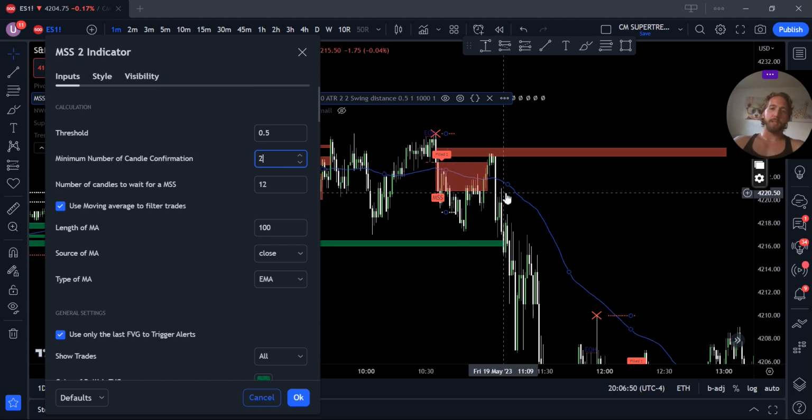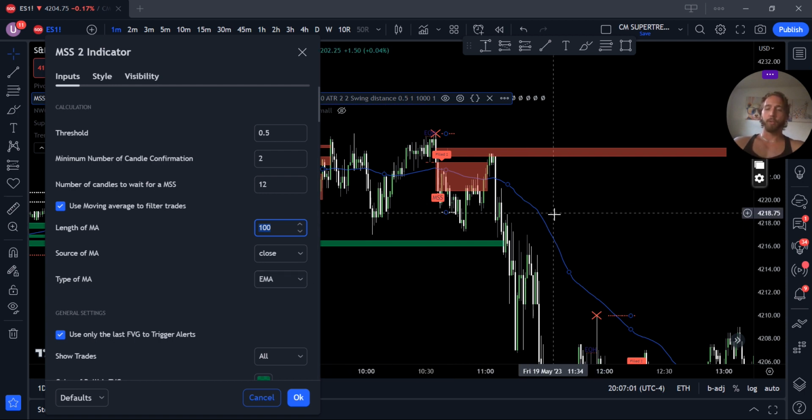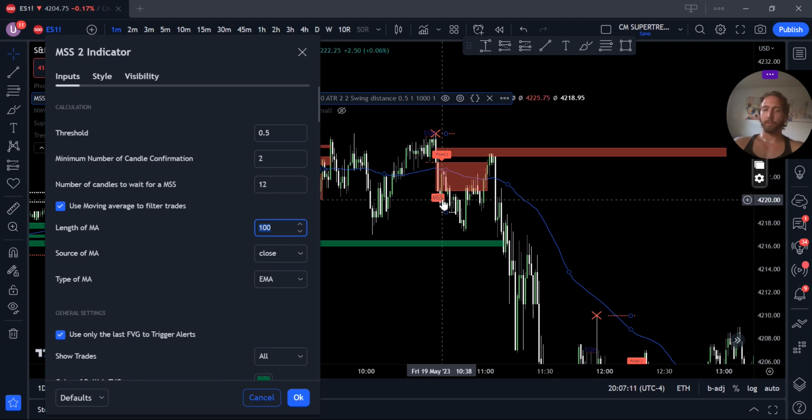But basically, if it's below this EMA, I have it as an EMA right now, if it's below this moving average, it's only going to show you bearish trades. And if it's above, it's only going to show you bullish trades. Just so you know, though, it's using the market structure shift, not the equal highs or equal lows, to determine that. So if the market structure shift is below the EMA or the moving average, whichever one you choose, then it will show you the bearish, even if the rest of it's above, just like this.